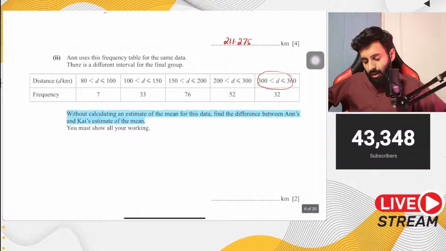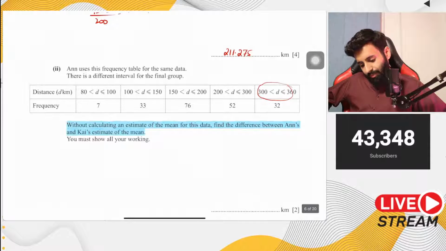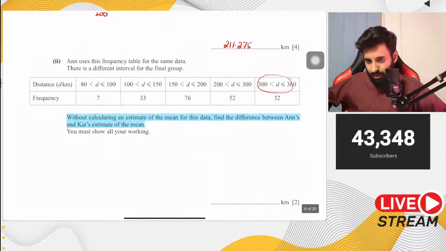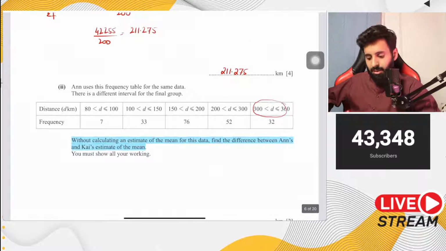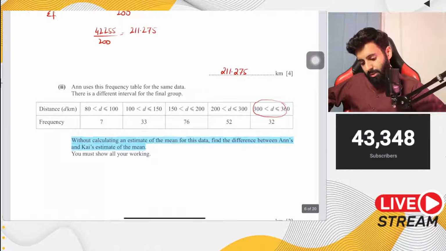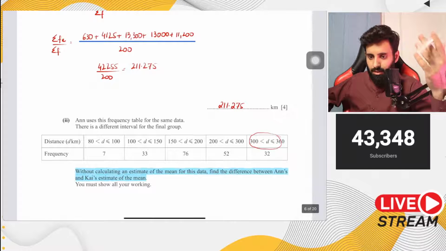Now notice something. First of all, we don't have to calculate the mean. The question is categorically saying do not calculate the mean. So what are we going to do? How exactly are we going to find the difference in the mean without actually calculating the mean? So I'll let you guys answer this question before I do it myself. I'll zoom out so you can see all the necessary values and then tell me how to solve this.